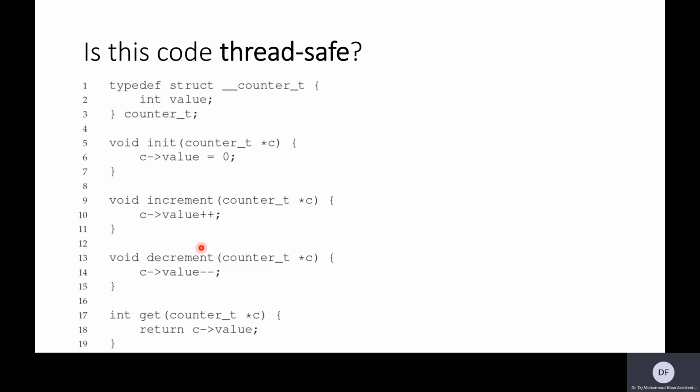So will this code work correctly? If it works correctly, then we say it's thread safe code. And if it doesn't work correctly, then we say it's not thread safe code. That's the definition of thread safe: the code can be run in multiple threads concurrently without any fear of being incorrect, without any fear of race conditions or indeterminate behavior. So is this code thread safe?